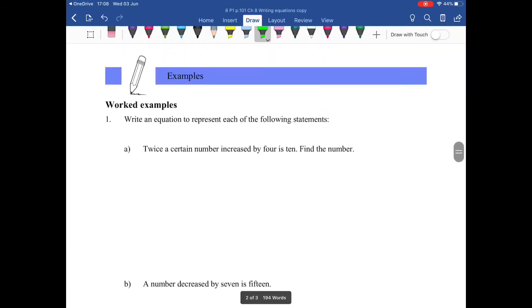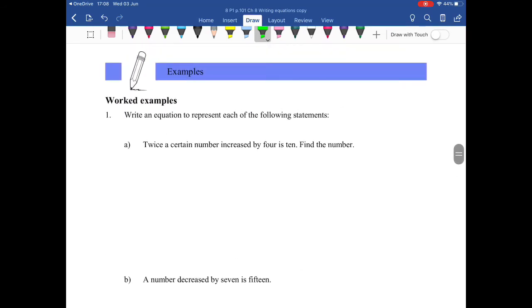Let's go and have a look at the examples that you are going to have to do. Right, we are translating from words into algebra. So I go and look for the hints. Twice means 2 times. So I'm just going to write 2 times. A certain number, I don't know what the number is, so I'm going to call it x. Increased, so to increase something means I must add, so I must increase by 4, so I'm going to add 4. Is means equals, so is equals 10.